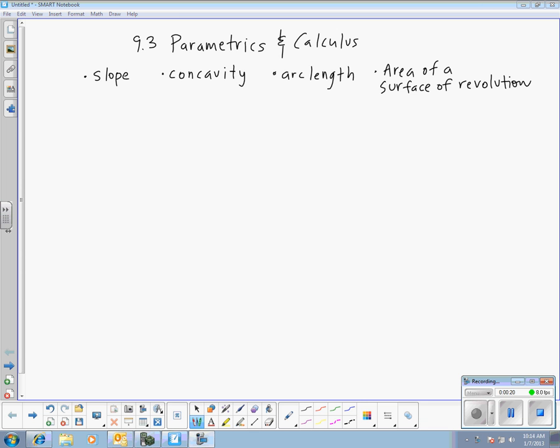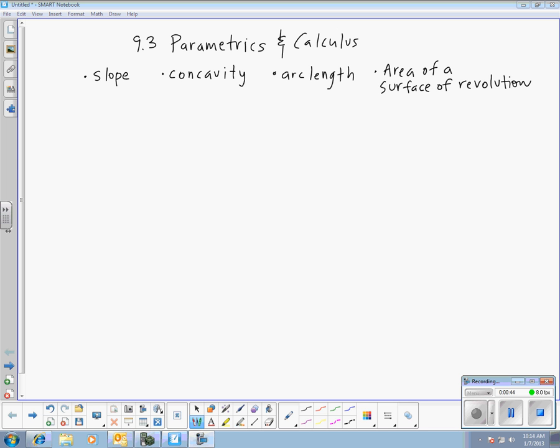In 9.3, we're going to actually do some of the old calculus things that you learned how to do in Calc 1. You learned how to find slope and concavity of any function. Arc length is a formula that you probably learned whether you remember it or not. We did a lot of work with disk method and shell method, taking a shape and spinning it around an axis. This section of your book also does area or surface area.